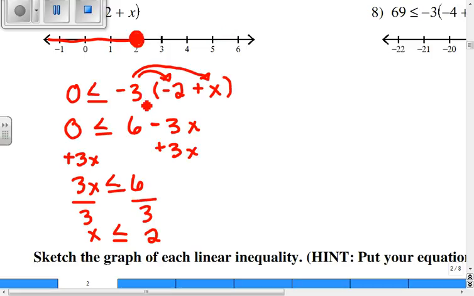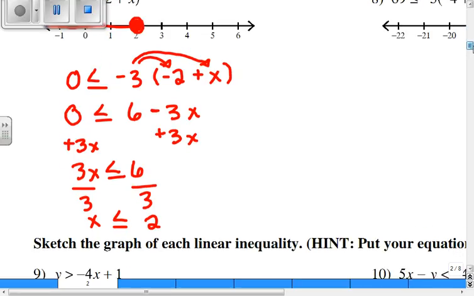Now, don't be confused here. Even though we multiplied by a negative number, that was only on this one side. We were just distributing. We don't flip the sign because we did not multiply or divide both sides by a negative number.